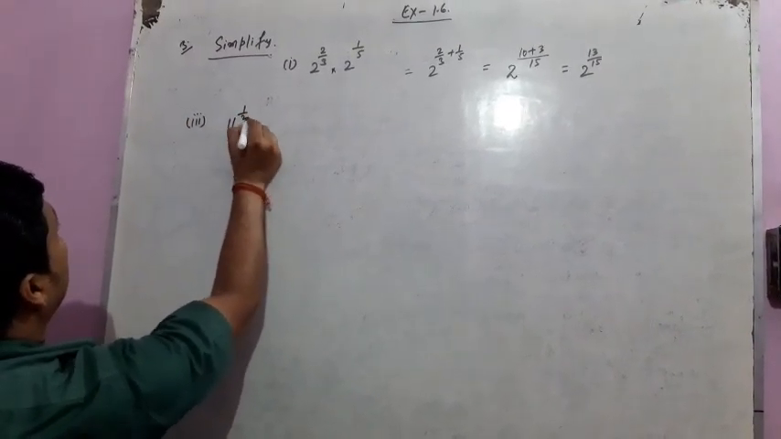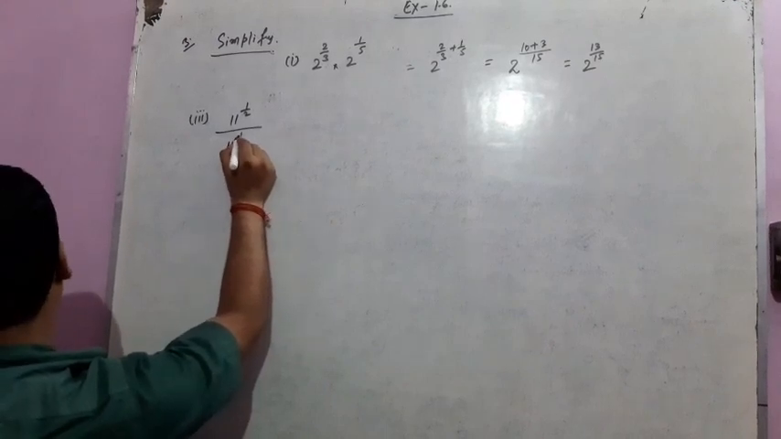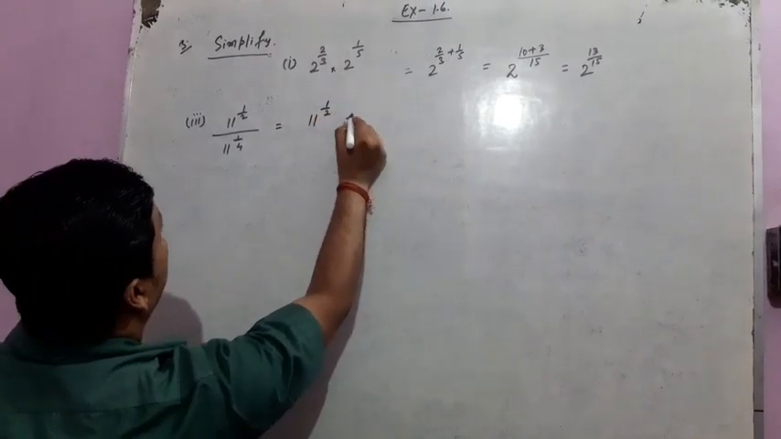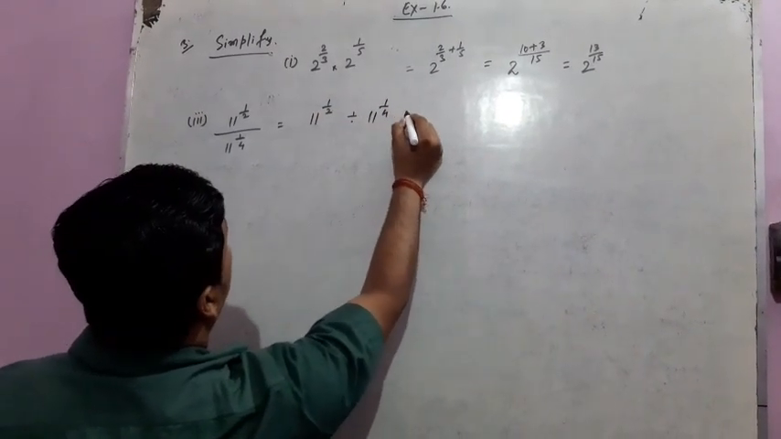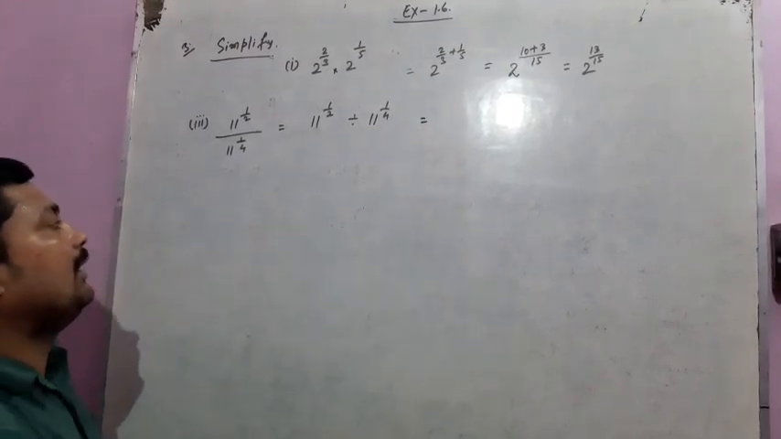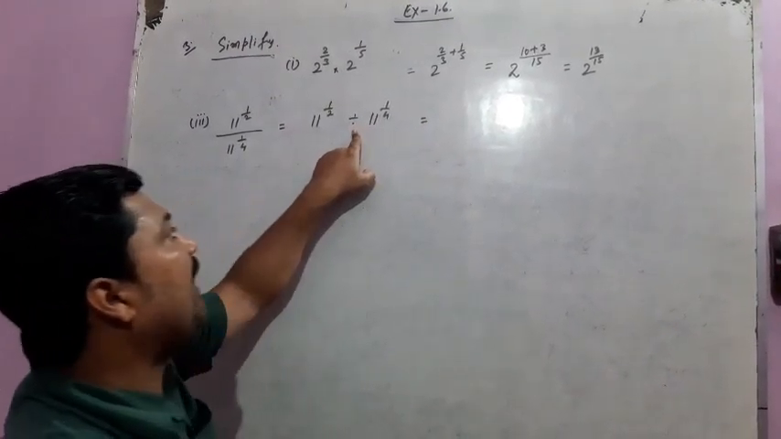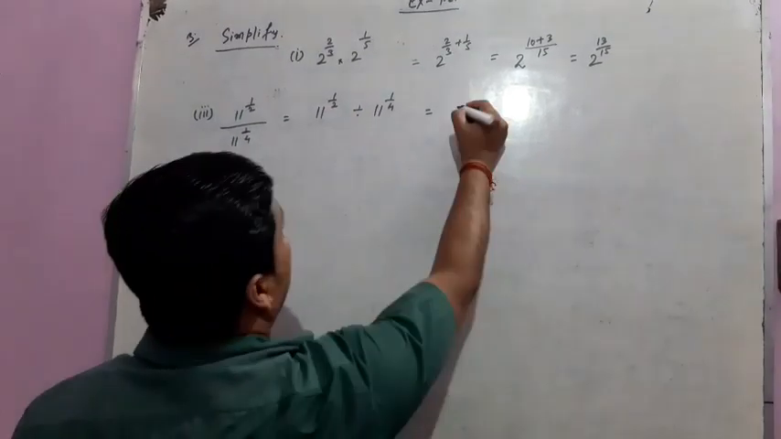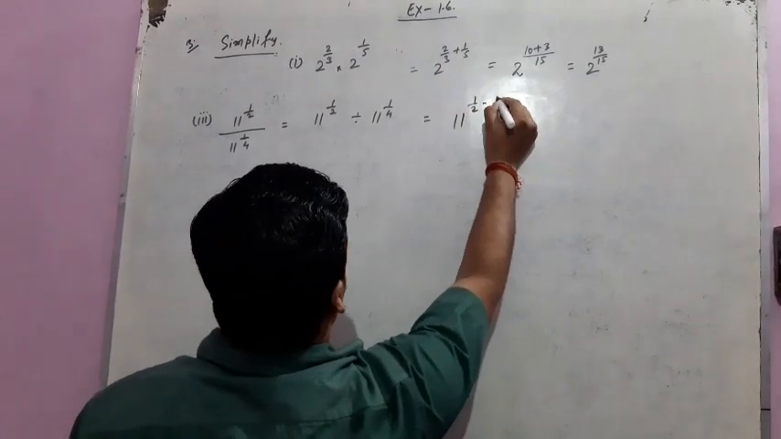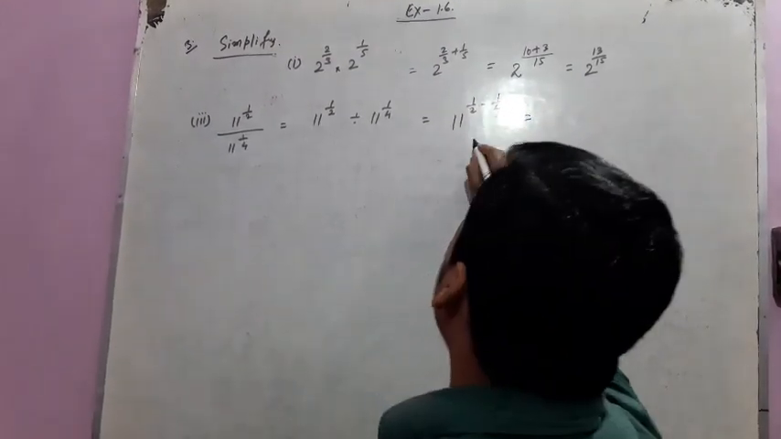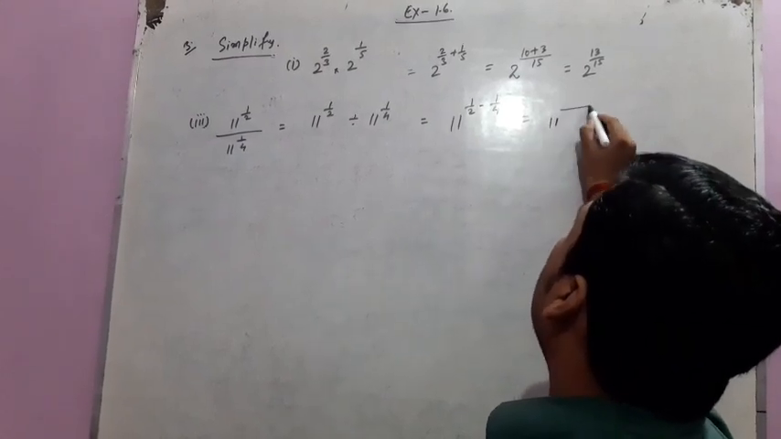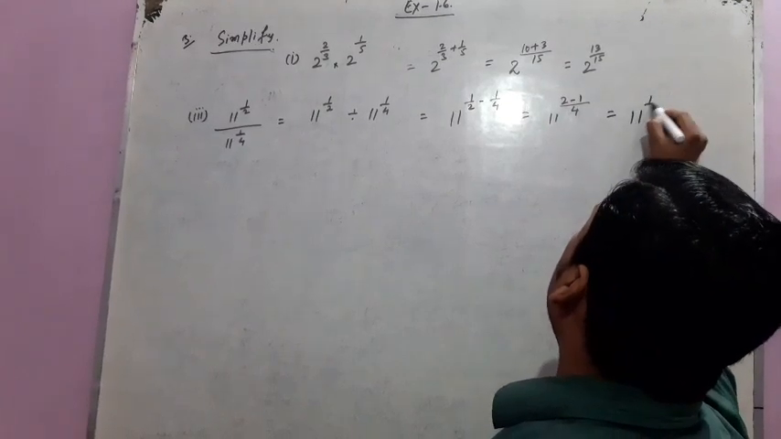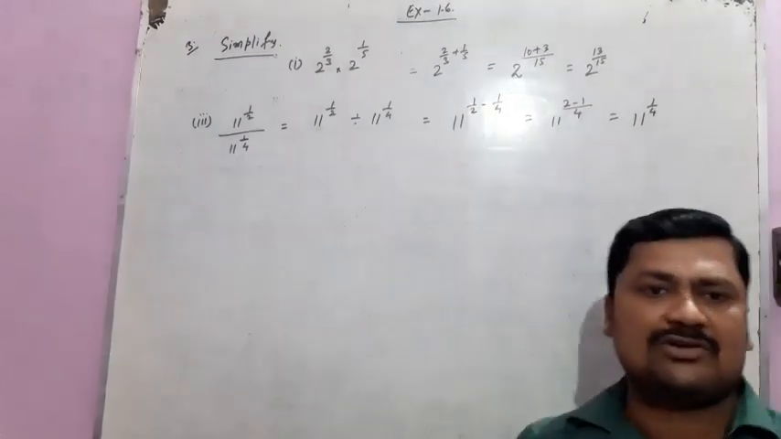11 to the power 1 by 2 and 11 to the power 1 by 4. Now it indicates 11 to the 1 by 2 divided by 11 to the power 1 by 4. Now if two numbers have the same base and they are in division, for solving them we subtract their exponents. So here 11, and 1 by 2 minus 1 by 4. We are subtracting their exponents. Now take the LCM of 2 and 4. The LCM will be 4. 2 to the 4, 4 1 the 4. So 11 to the power 1 by 4. So this way you can solve it.